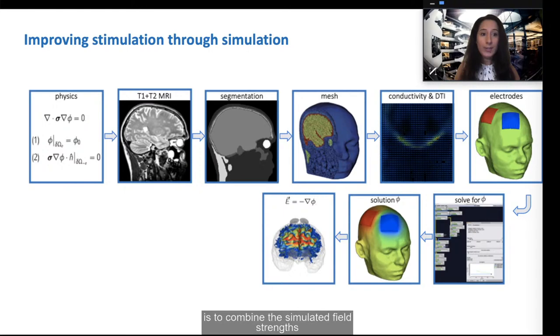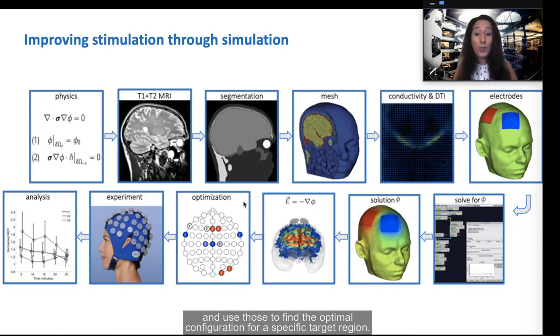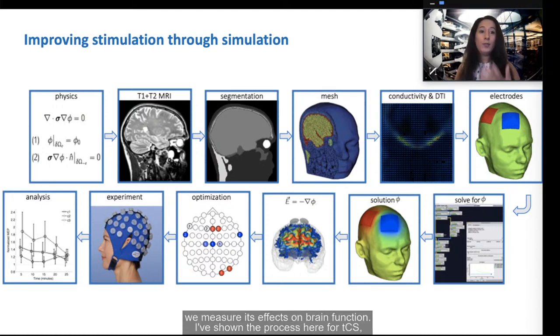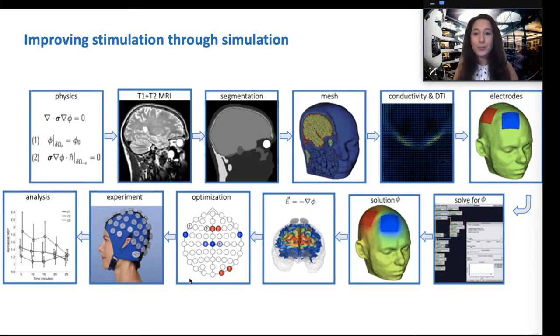A second option is to combine the simulated field strengths from all kinds of different configurations and use those to find the optimal configuration for a specific target region. Then we apply those in an experiment and we measure its effects on brain function. I've shown the process here for TCS, the technique I described in the two previous slides, but this pipeline also applies to many other forms of stimulation.